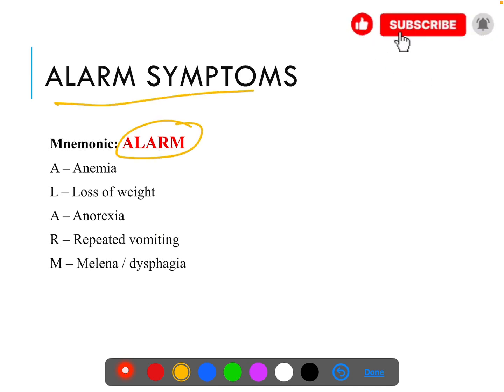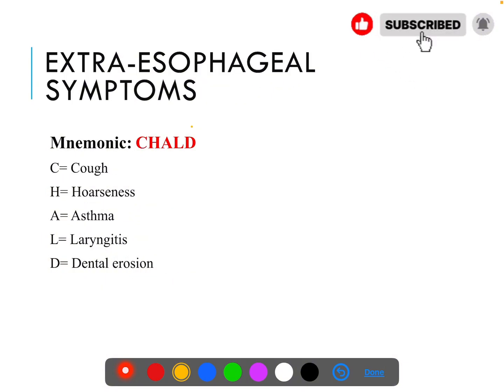With the mnemonic ALARM, A for anemia, L for loss of weight, A for anorexia, R for repeated vomiting, M for melena or dysphagia. So talking about the extraesophageal symptoms with the mnemonic CHILD, C for cough, H for hoarseness, A for asthma, L for laryngitis, D for dental erosion.